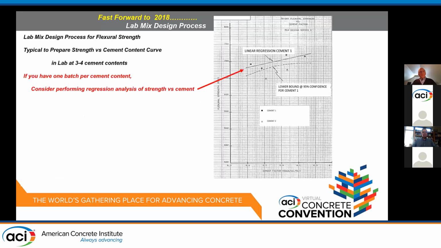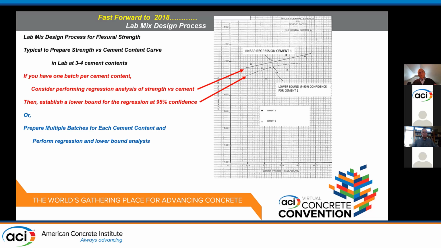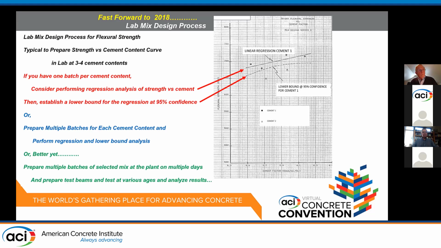So what I try to tell contractors to do is, look, we'll take the individual data and regress it to get a straight line or curvilinear, whatever you want. We'll do that regression, then put a lower bound on that curve at, say, 95%, and that's the curve we'll use to establish the strength and cement content we need in the field. Or we can prepare multiple batches. The contractors really aren't interested in doing a lot of batches. What I'd like to do most is go to the field and put up the actual mix before they get into production, do multiple batches, and see what happens and what I am likely to get.